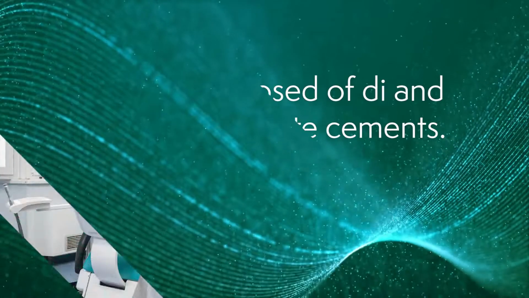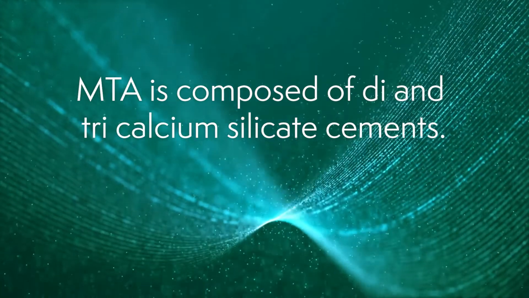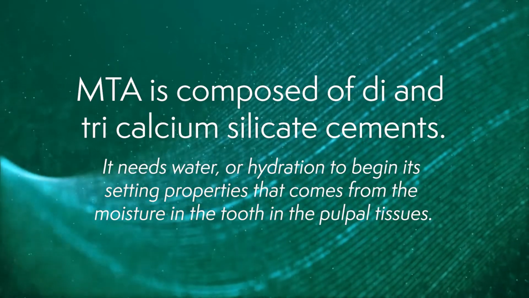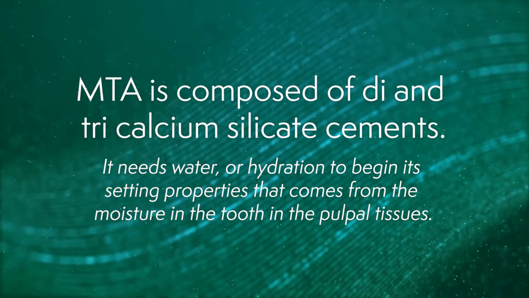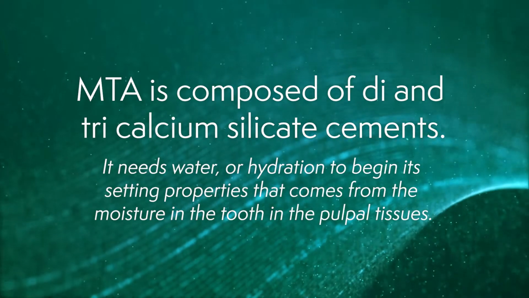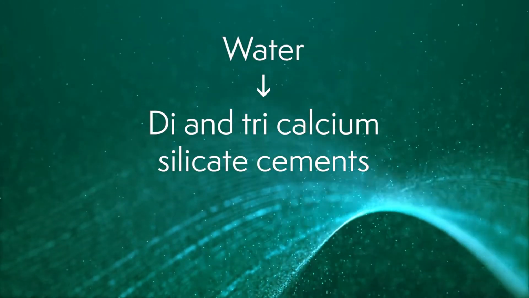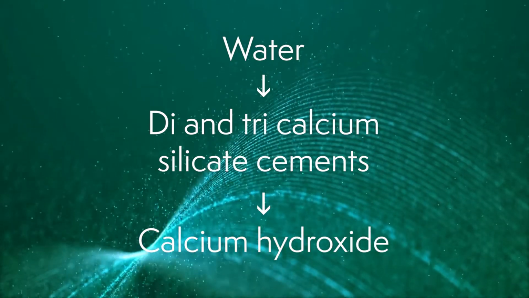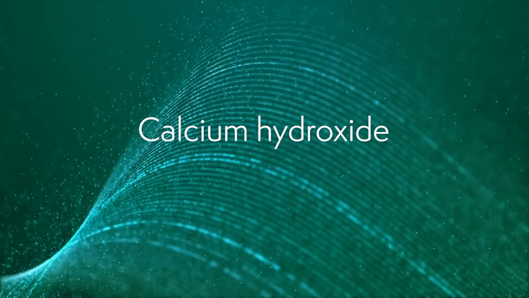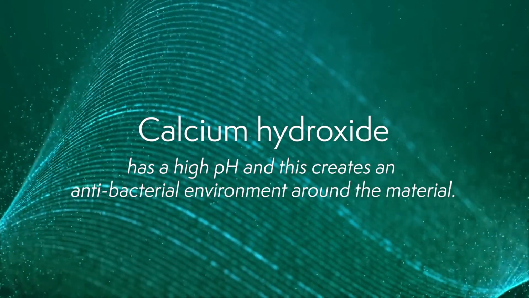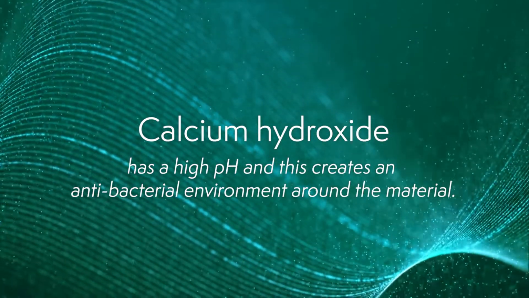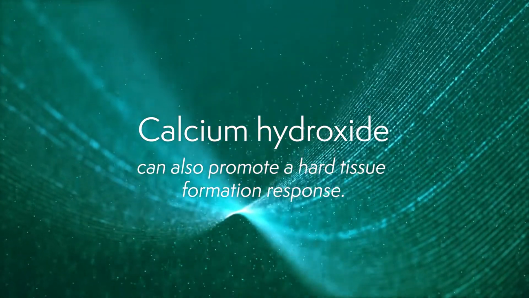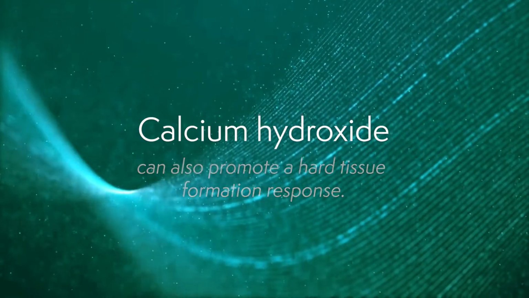Well, MTA is composed of di- and tri-calcium silicate cements. It needs water or hydration to begin its setting properties, and that comes from the moisture that is within the tooth and the pulpal tissues. Water reacts with the di- and tri-calcium silicate cements, and this forms calcium hydroxide. The calcium hydroxide has a high pH, and this creates an antibacterial environment around the material. Calcium hydroxide can also promote the hard tissue formation response.